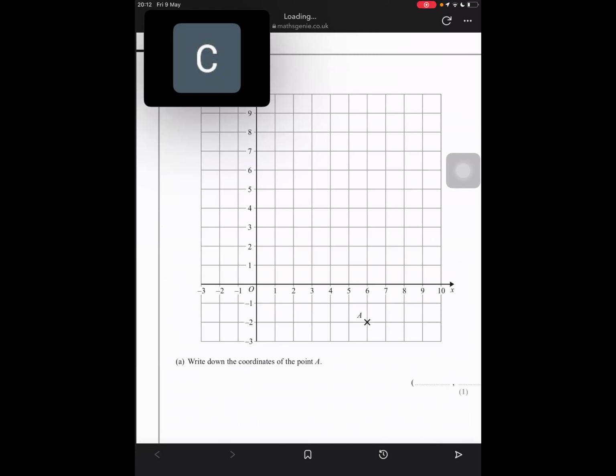Okay. This one is plotting a graph. Coordinates for point A, 6 minus 2. It's simple. That one is easy. The coordinate on the x-axis must come first. 6 comma minus 2 in brackets. That's it. 6 comma minus 2. That's the answer for that question.